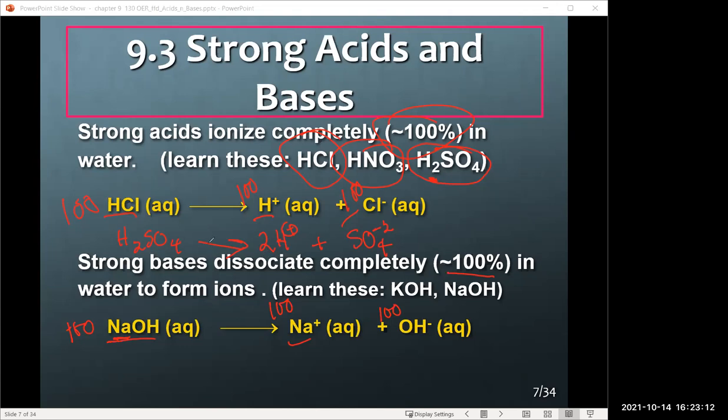Okay, so if we have 100 units of sulfuric acid, we're going to get 200 units of the proton and 100 units of the sulfate. Analogous would be a bicycle. Okay, HCl is a unicycle. H2SO4, sulfuric acid, would be the bicycle.